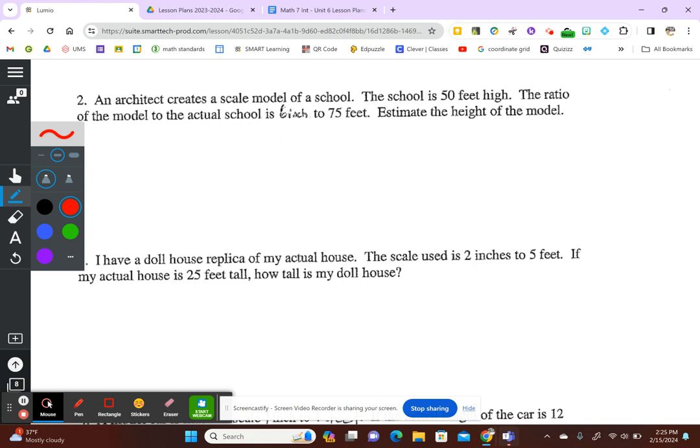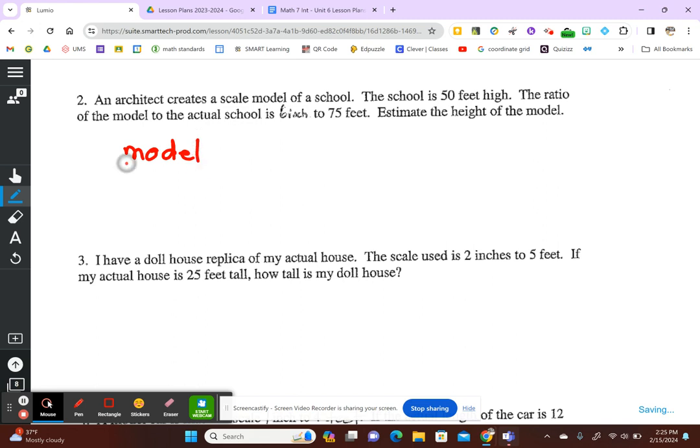So an architect creates a scale model of a school. The school is 50 feet high. The ratio of the model to actual, so again, I'm going to write model to actual, is 6 inches is to 75 feet. And then I'm going to right away write inches and feet.